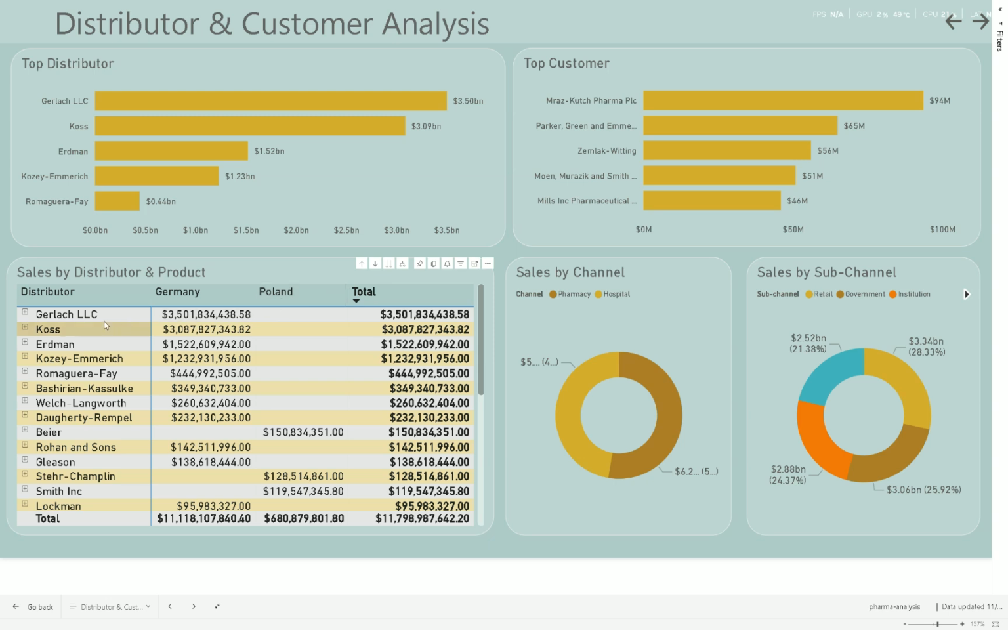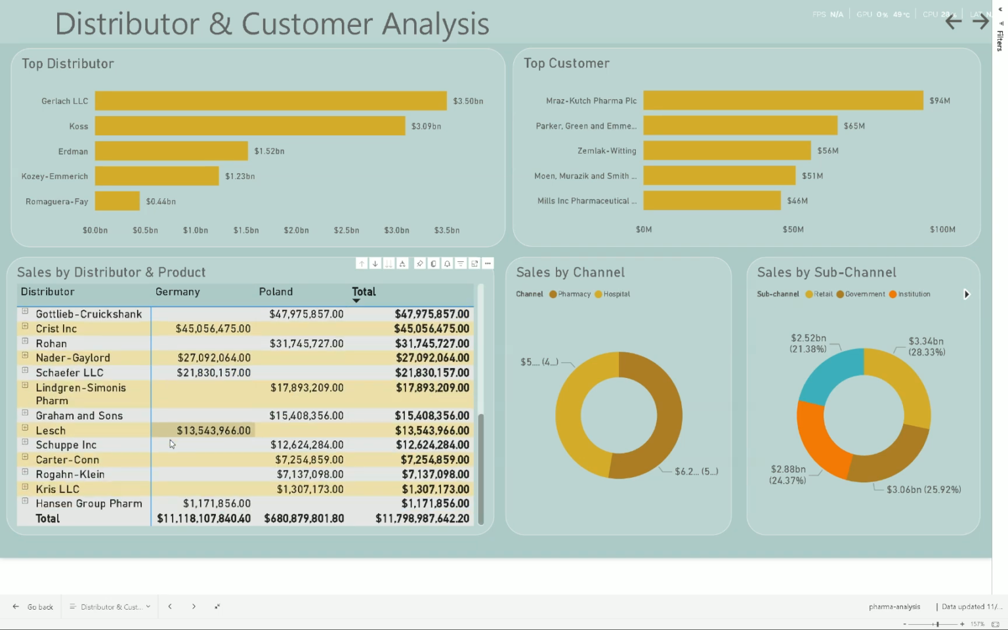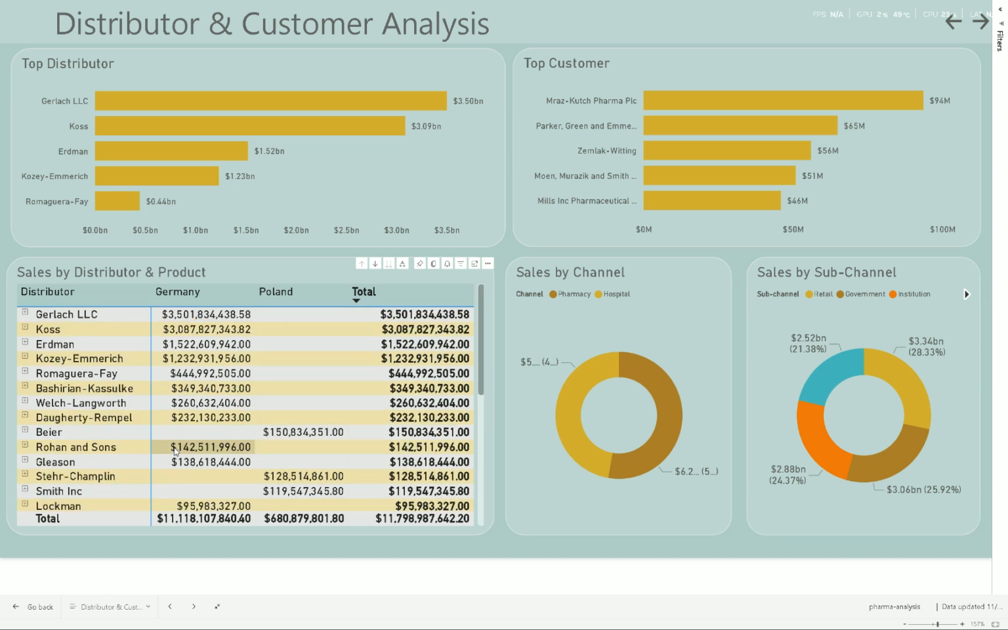For example, let's take Gerlach, who dominates sales in Germany, while Beer performs strongly in Poland. If you look into it, it supports supply chain decisions like inventory allocation and distributor specialization.